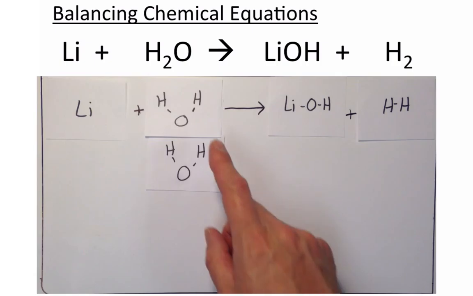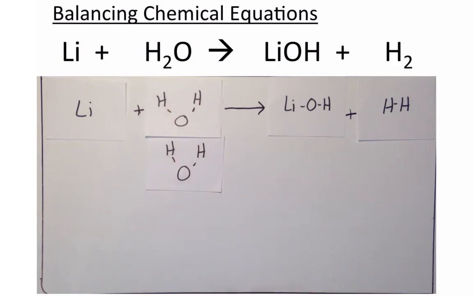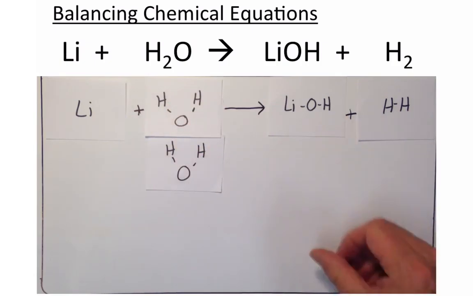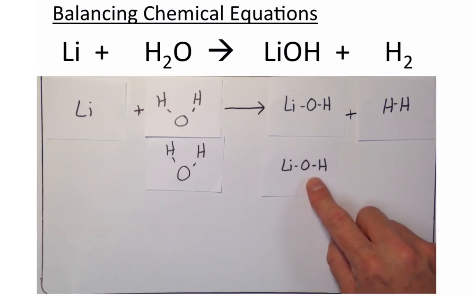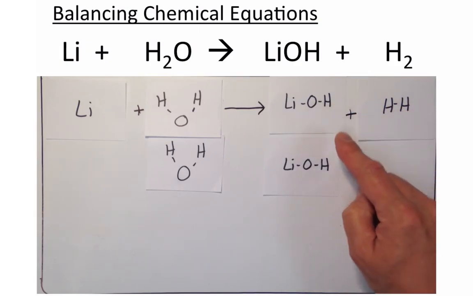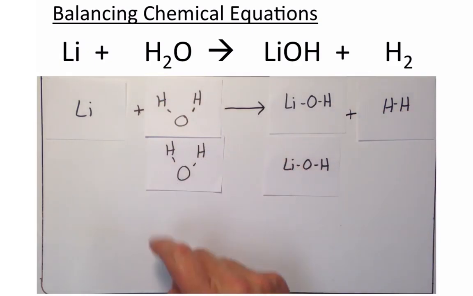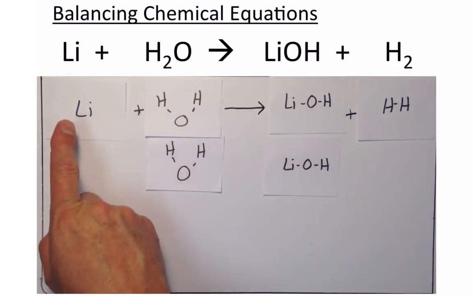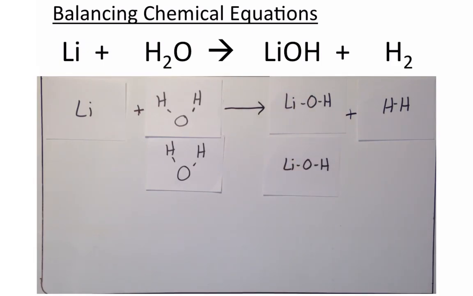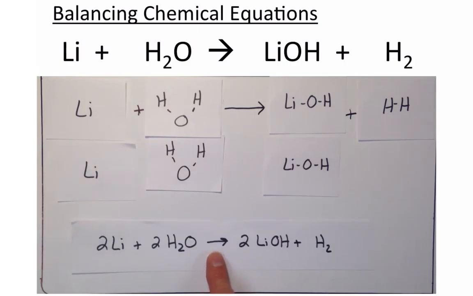Now I have 4 hydrogens here and only 3 hydrogens here. So I need to add another hydrogen, and I can do that by adding a lithium oxide. So now I have 4 hydrogens, 4 hydrogens, 2 oxygens, 2 oxygens, 1 lithium, 2 lithiums. Add another lithium. Now I have 2 lithiums. So now my equation is balanced. So I have 2 Li plus 2 H2O yields 2 LiOH plus H2.